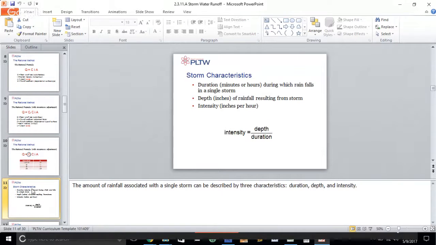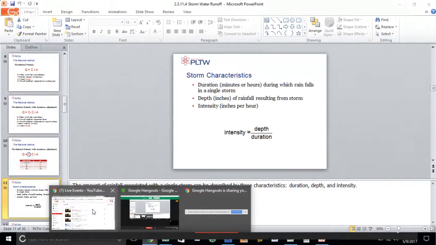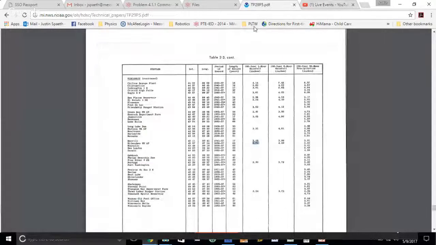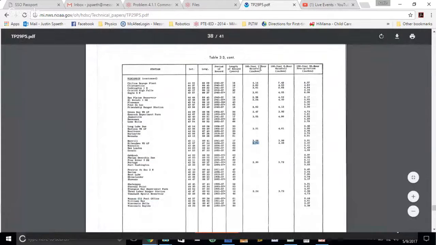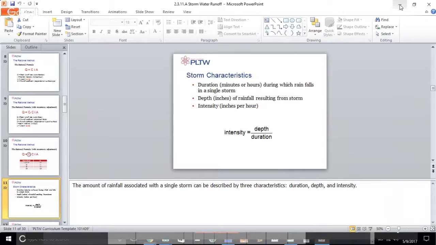The next thing we're going to look at is characteristics, and this is basically just an equation. Intensity is equal to depth divided by duration. So how much rainfall are we getting over a certain period of time? That's different for every city, every state, every country. I live in Milwaukee, Wisconsin, and I did a quick search and found a table that gave me the 100-year, 1-hour rainfall in inches for Milwaukee, Wisconsin. It tells me that is 2.71 inches. So that's what I'm going to design for. That's my I, my intensity.